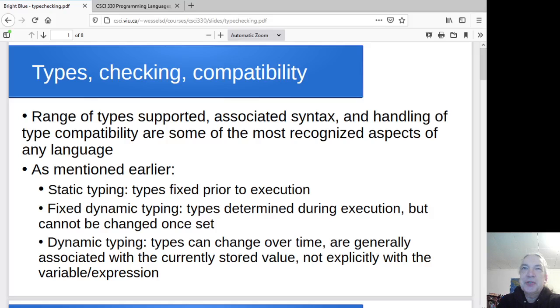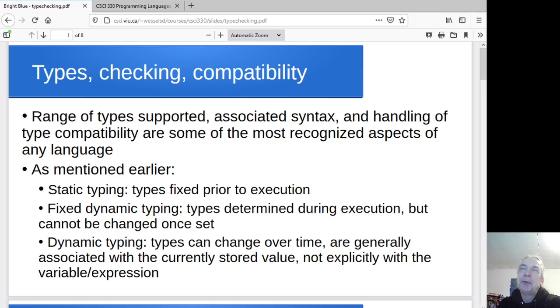Hey folks. Okay, this time around I want to look at type checking in particular. So looking at types, looking at type compatibility, looking at type conversions. So we want to think about what kinds of syntax we have to worry about, what range of data types we're going to support, right? All of these things that are very commonly associated with specific languages.